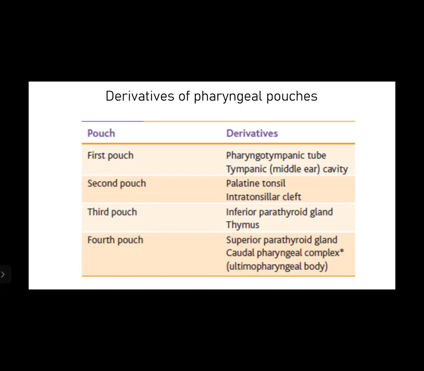Whereas the endoderm, which is the pouch part, the first pouch will give rise to the pharyngotympanic tube and the tympanic or the middle ear cavity. The second pouch will give rise to the tonsils, the palatine tonsil and the intratonsillar cleft. Now here, this is something that you need to keep in mind.